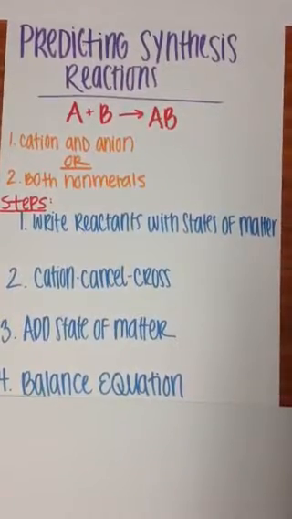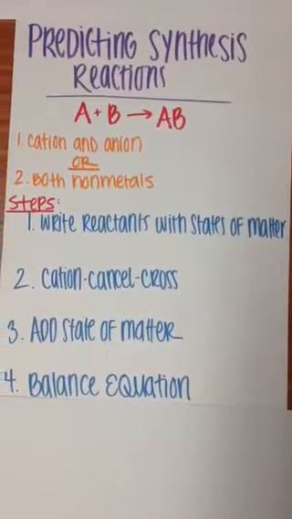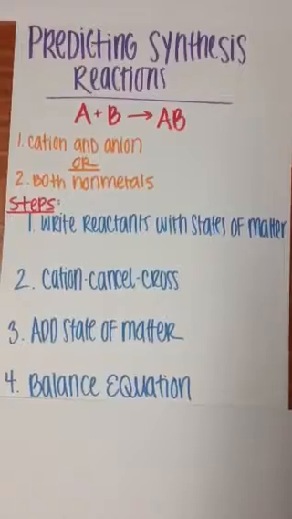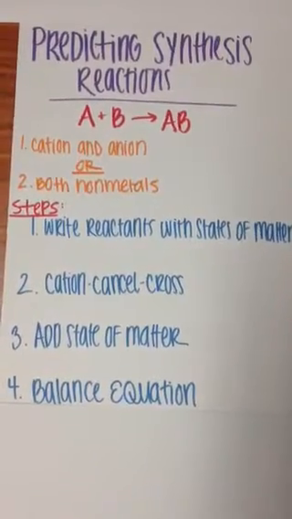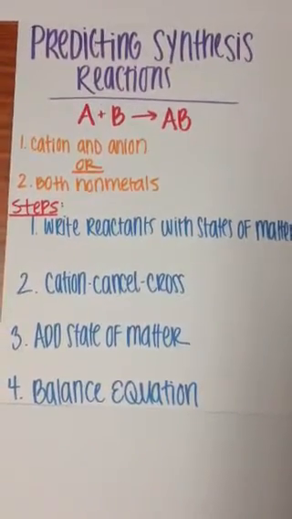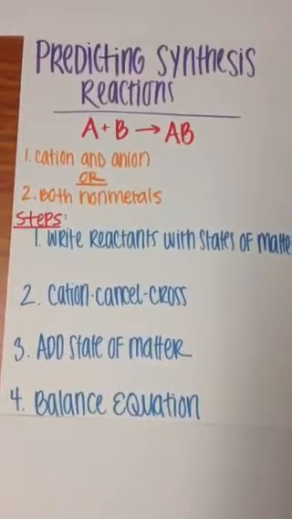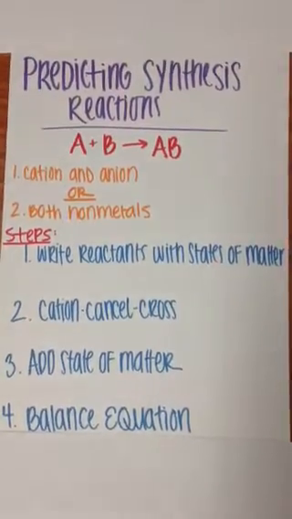First step is to write the reactants with the state of matter. The second step is to cation, cancel, and cross. The third step is to add the state of matter, and finally balance the equation. Now let's go try it here at problem 1.